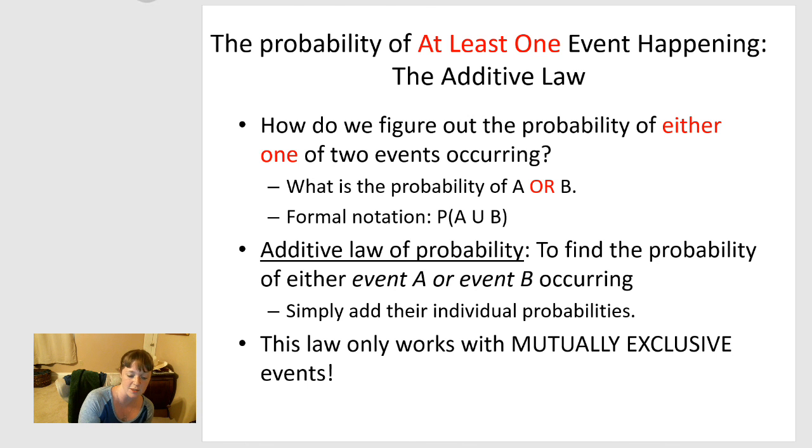And here are the formal symbols. Probability of A ∪ B. The probability of event A or B. One or the other occurring. And as long as the two events are mutually exclusive, then you can just add the probabilities together.